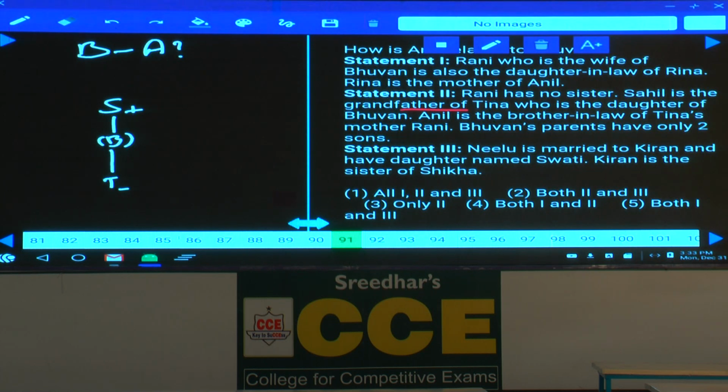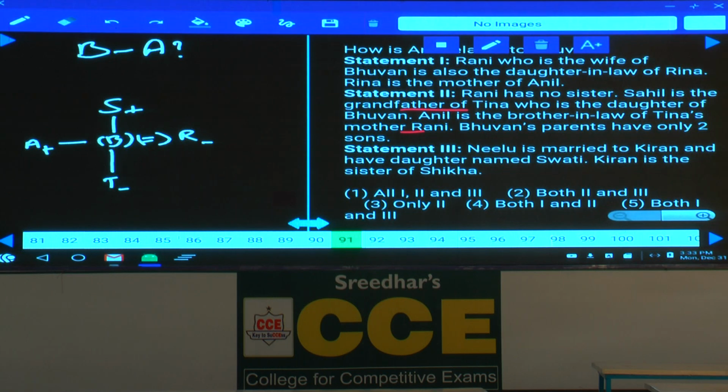Next one, Anil is the brother-in-law of Tina's mother Rani. Tina has a mother Rani. Now, this Rani is a female. Anil is the brother-in-law of Tina's mother Rani. Brother-in-law means, now let us take this, it could be Bhuvan's brother. Then Sahil is the grandfather of Tina, Tina is the daughter of Bhuvan, and Anil is the brother-in-law of Tina's mother Rani.